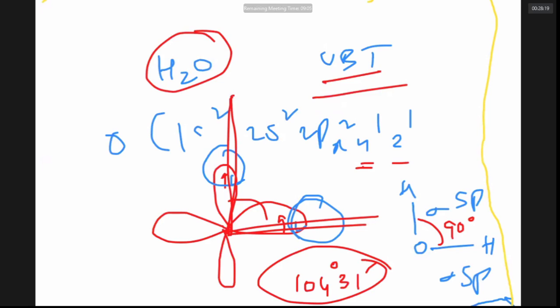Therefore, the formation of water and its bond angle could not be properly explained by valence bond theory. But this is the first successful theory to apply the Schrodinger wave equation to chemical bond formation. It tried to explain the formation of bonds in light of quantum mechanics, but it failed to explain the bond lengths, bond strengths, and shapes of molecules. Okay?